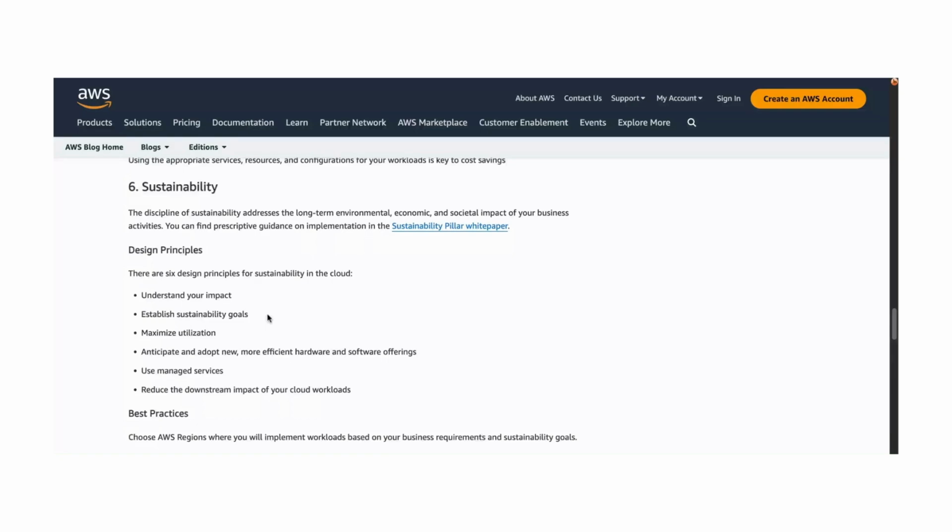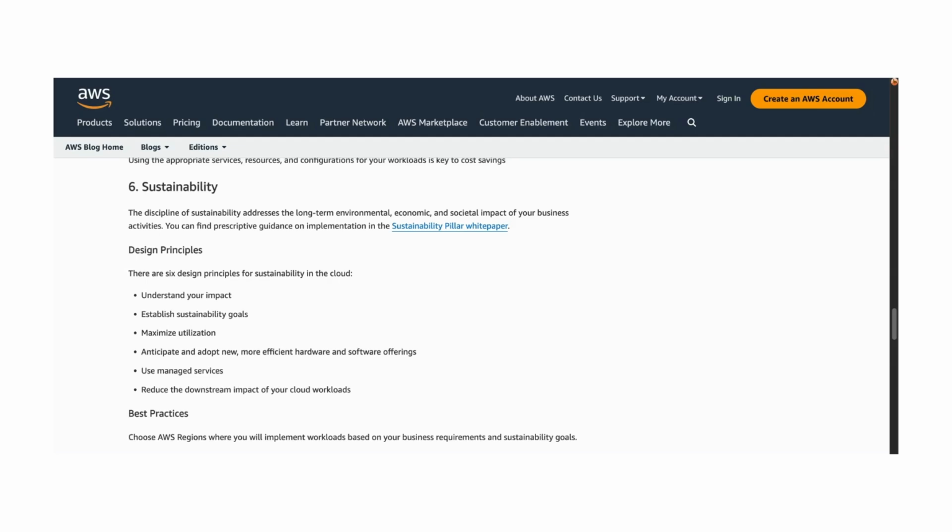Then, establish sustainability goals. It tells us that we could set and track some sustainability targets. For example, leveraging AWS tools to reduce the environmental footprint. Then maximize utilization. Let's optimize the resource use with AWS Compute Optimizer and right-size instances to avoid over-provisioning. Next, we can anticipate and adopt new, more efficient hardware and software offerings.